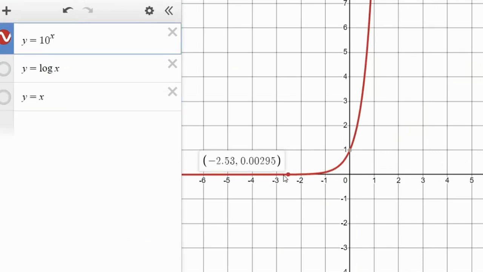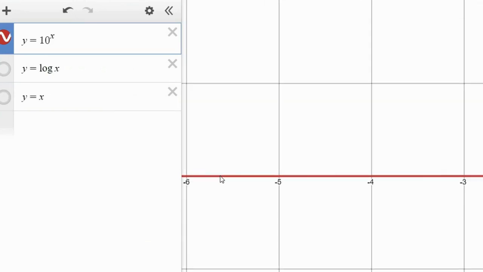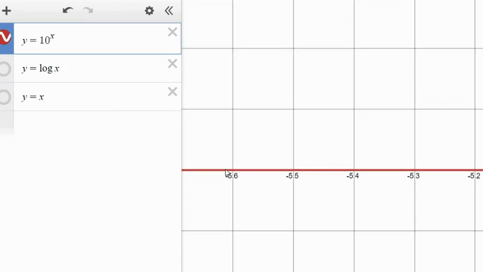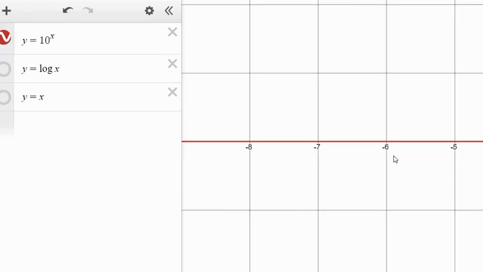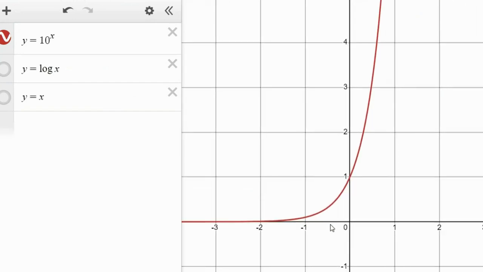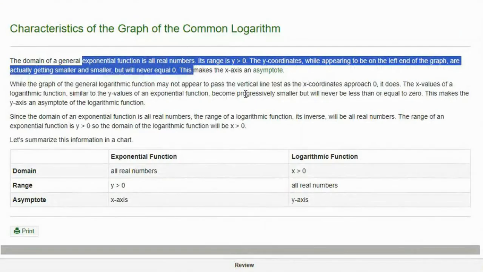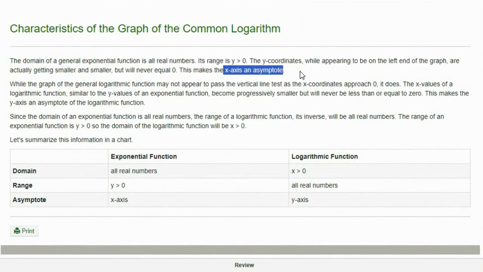This never touches the y-axis. It looks like it. It gets really close. It thinks it does. But if you zoom in, it'll figure out, wait a minute, that's actually not touching. It said 0 a minute ago. Now it says 0.000002. So it never, ever touches the y-axis. So the range is all y's greater than 0. Not greater than or equal to 0, but all greater than 0. That makes the x-axis an asymptote.